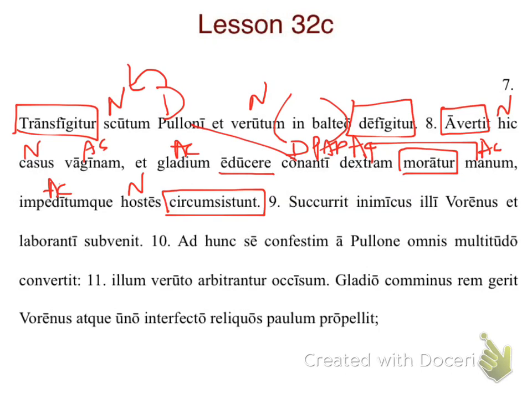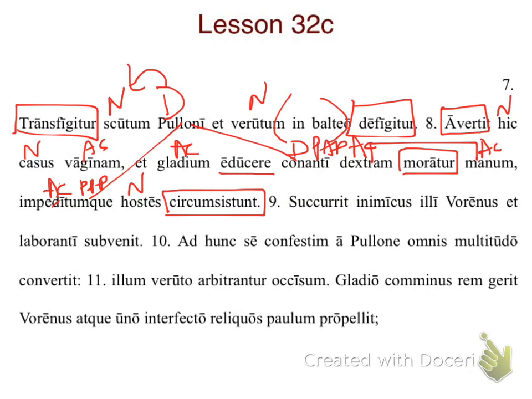And the enemies, I think that's accusative. The enemies surround the one who is hindered. Yeah, that one who is hindered, meaning, that's a substantive. Yes, meaning Pullo, right? So things are not looking good for Pullo. Looking pretty grim.